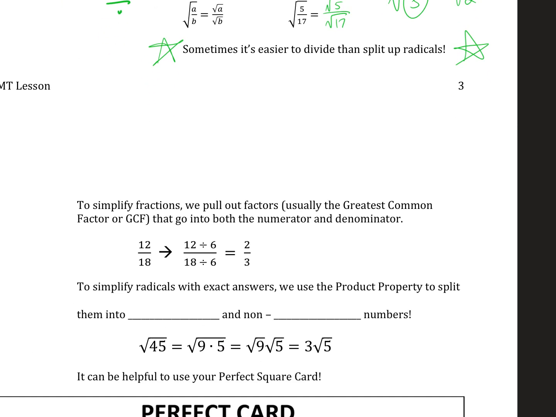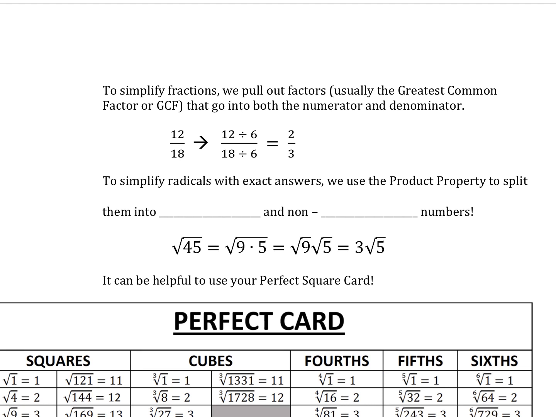All right, let's talk about simplifying fractions, what we talked about here, okay? For simplifying fractions, we pull out the greatest common factor, or GCF, that goes into both. So 6 is the GCF that goes into 12 and 18, and then we get 2/3, right? That's how we reduce fractions, so we pull out the greatest common factor. For radicals, we do a similar thing, but we use the product property to split them into perfect and non-perfect numbers, okay? So we have an example down here.